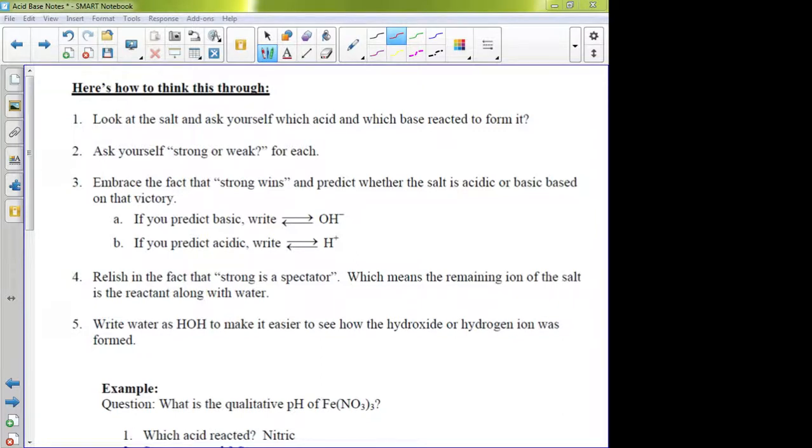So the two things that you had to remember with this whole thing is that strong wins. So always remember that. Whichever one is strong, that's what type of salt it's going to be, which means that's what type of reaction it's going to be. And we also need to remember that strong is a spectator. So we remember that strong is the spectator.